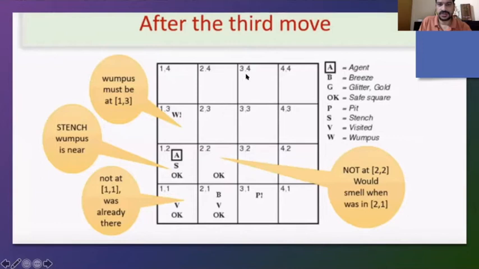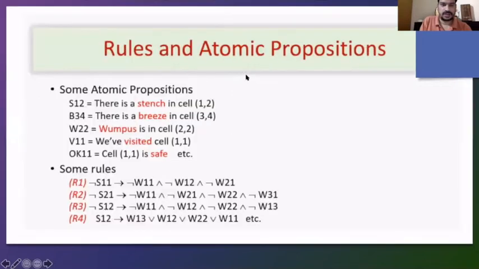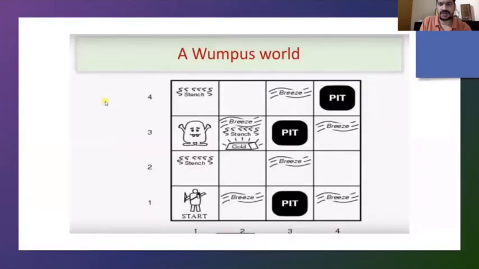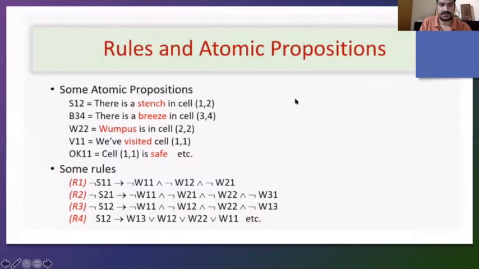So in this 3,4 room, there is a breeze in cell 3,4. So how will you find out there is a breeze in 3,4? Yes, there is a breeze in 3,4. Why? Because a pit is surrounding it. So that's why there is a breeze in 3,4. So there are some assumptions, after which we'll find out how we can make the propositional logic.